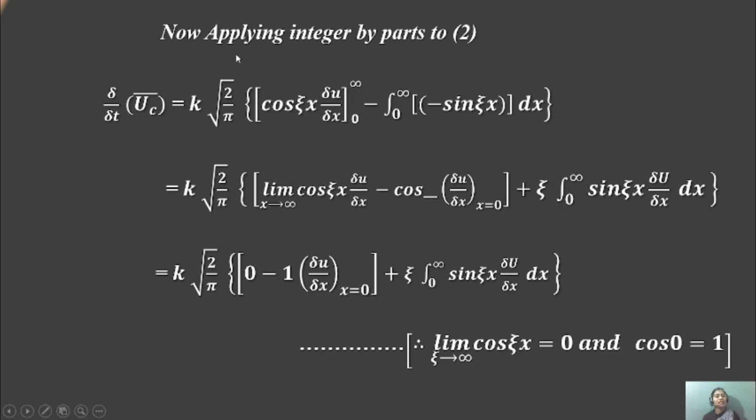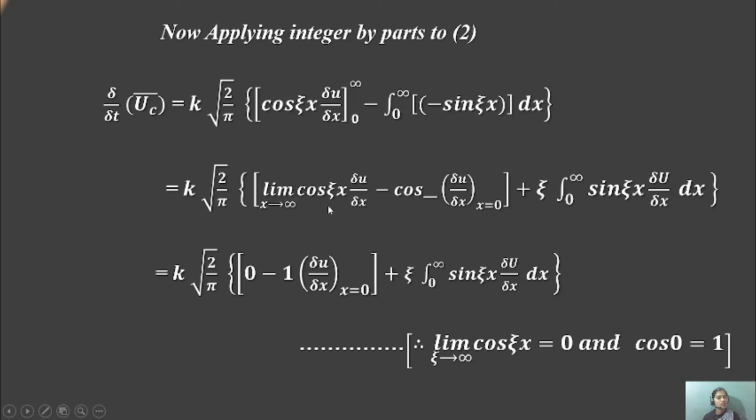Now applying integration by parts, using the condition, ∂/∂t u_c equals k square root of 2/π. This will be used as u into v for the equation. We will consider the same form. Then k equals square root of 2/π. First the limit x tends to infinity and second 0 will be put into the equation, generating plus; the minus minus is considered as a plus form as it is.